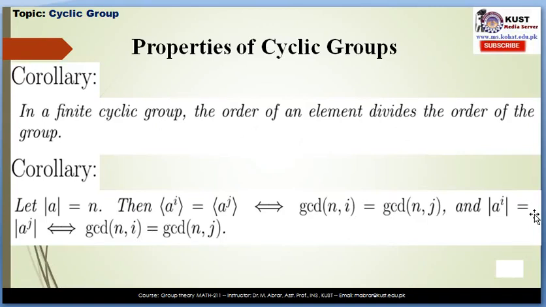So here we have another interesting corollary: if we have a finite cyclic group, then the order of an element divides the order of the group. Very simple, immediate, we can prove. And similarly the next corollary: here we assume that the order is n, and the cyclic group generated by a^i equals the cyclic group generated by a^j if and only if the greatest common divisor of n and i and of n and j are the same. And in the second part it's about the order of a^i and the order of a^j. It's the same again for the same reason.